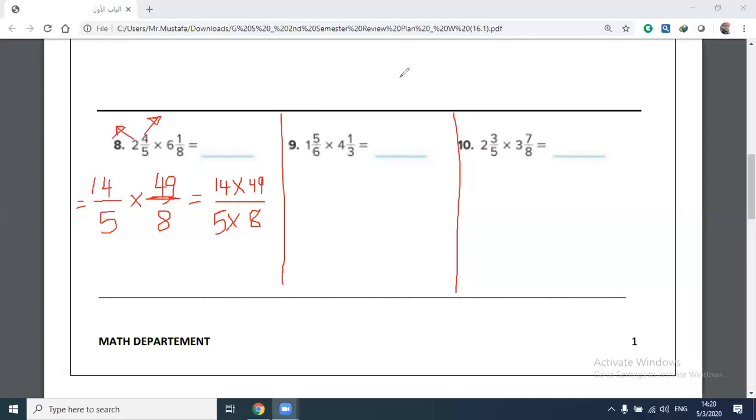Okay, now after we change the mixed numbers to fractions, I have to multiply as fractions. 14 times 49 in the numerators, and 5 times 8 in the denominators. Before we multiply, check if there is any common factor first to simplify it. I have 14 up and 5 and 8 down. 14 is divisible by 2 because it's an even number. Is any number in the denominator divisible by 2?